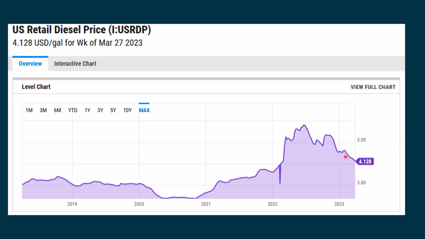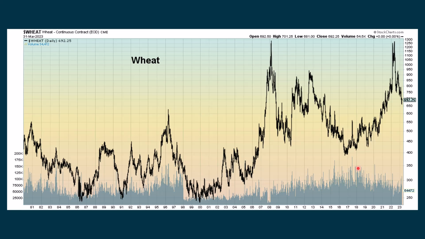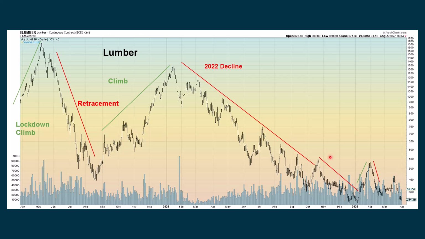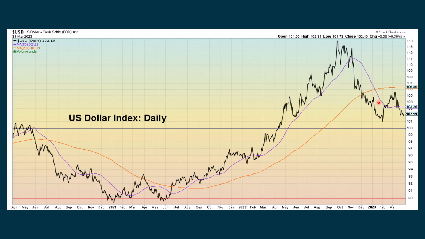We also check out diesel, and over a period of time, diesel prices have been coming down. Wheat has also been coming down. Fertilizer has also been declining. Lumber has been in a decline. The dollar has also been in a downtrend after giving a death cross and has been falling back from recent highs.